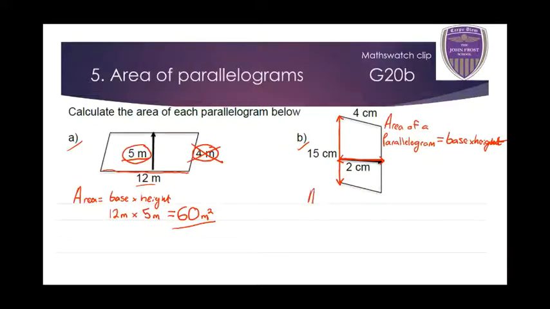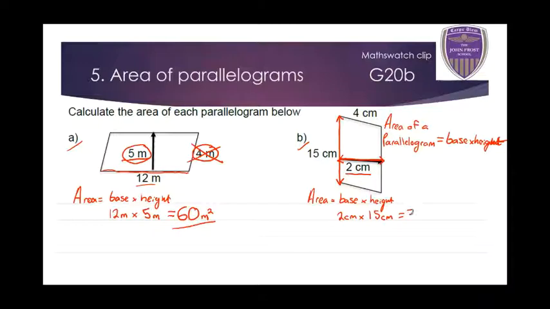Okay, so let's write out the formula. So area equals base times height. And we said we're going to call 2 centimeters the base because it's a straight line going across. So we're going to have 2 centimeters there. And the height we said is the straight line going up or down. So we're going to call that the 15 centimeters.